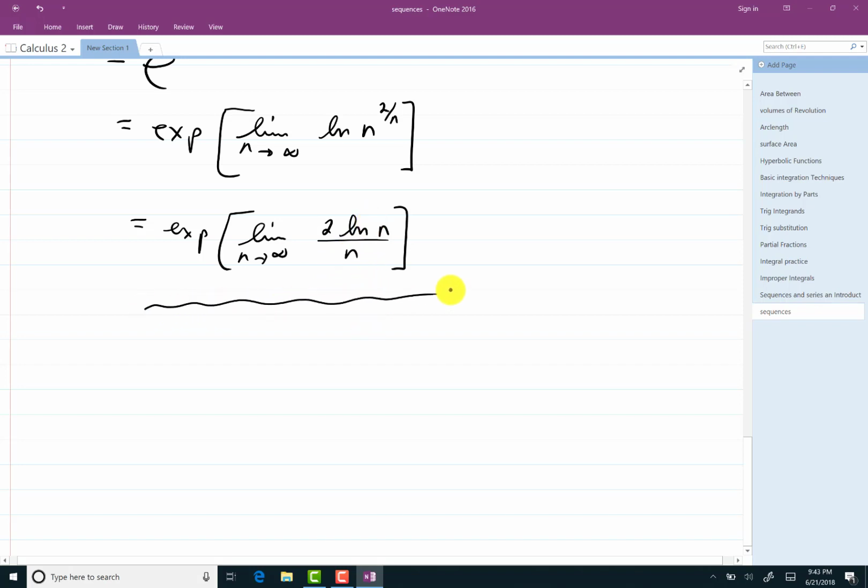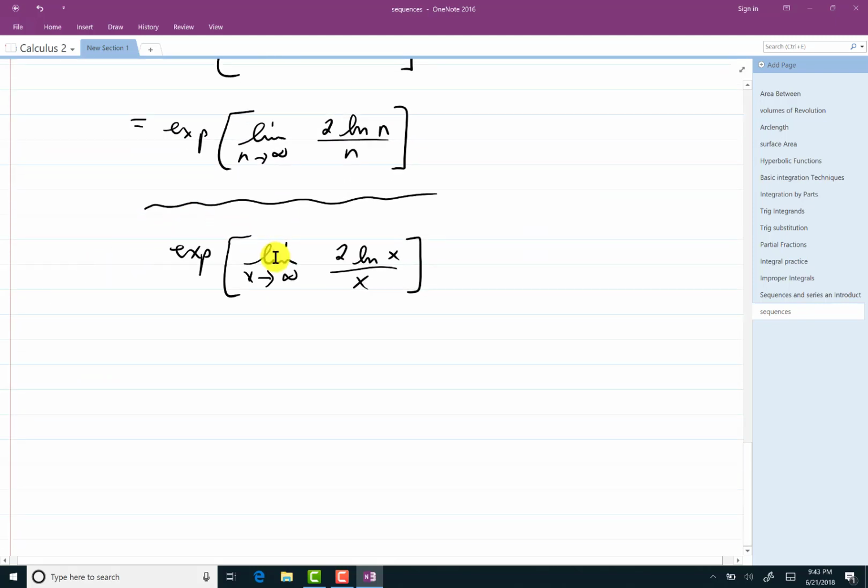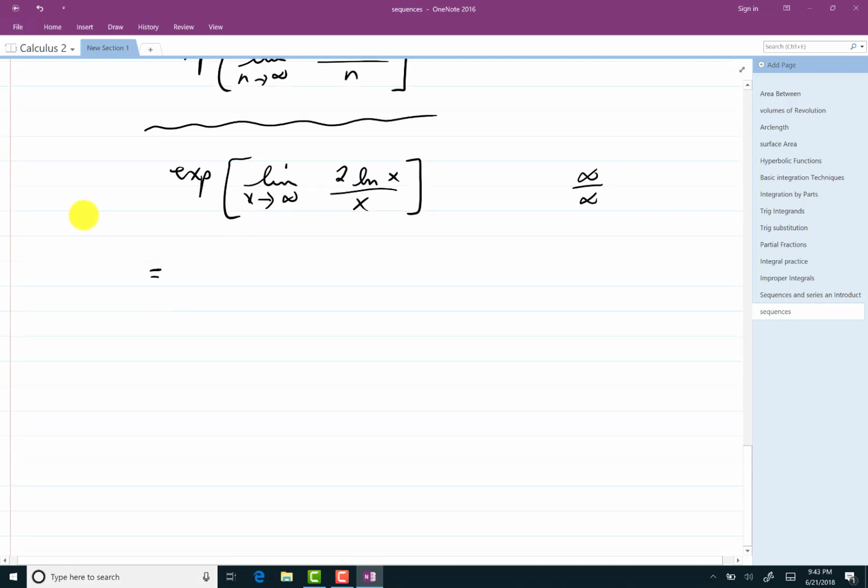To use L'Hopital's rule, I will change my letters to an x and hope that whatever I get is a convergent limit. So 2 ln of x divided by x. I take the derivative of the numerator and the denominator because if x is going to infinity, this is infinity over infinity. So it's a L'Hopital type of a problem.